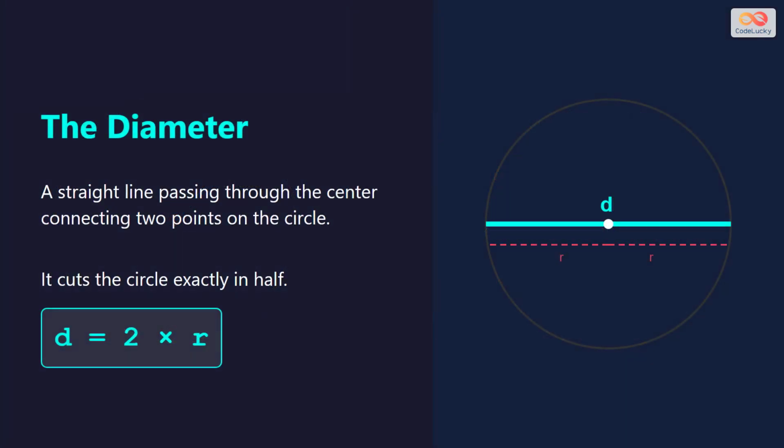Next, let's talk about the diameter. The diameter is a straight line that passes directly through the center and connects 2 points on the circle. Because it goes through the center, it effectively cuts the circle in half. A key formula to remember is that the diameter is exactly 2 times the radius.